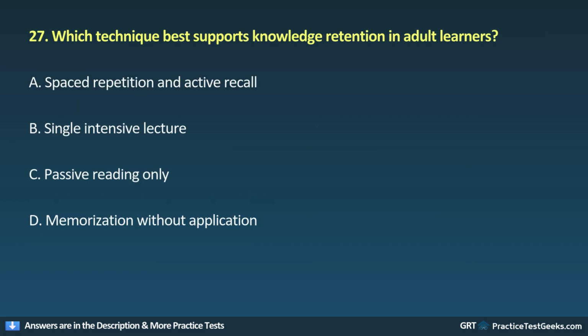27. Which technique best supports knowledge retention in adult learners? A. Spaced repetition and active recall. B. Single intensive lecture. C. Passive reading only. D. Memorization without application.